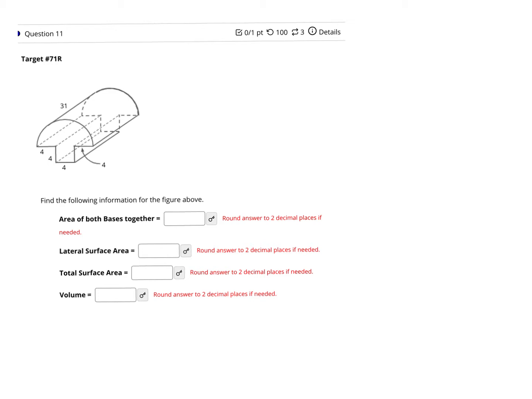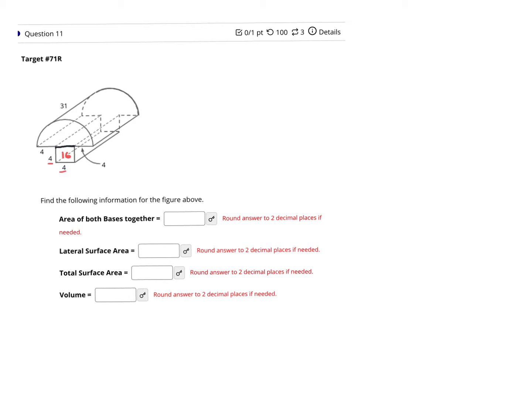I'm going to start off by finding the area of both the bases together. So what I would like to do is divide this into two separate parts. You have a square on the bottom, and then you have a half circle on top. So the square on my bottom is going to be 4 times 4, which is 16 for the area of that. Then I have to do this half circle.